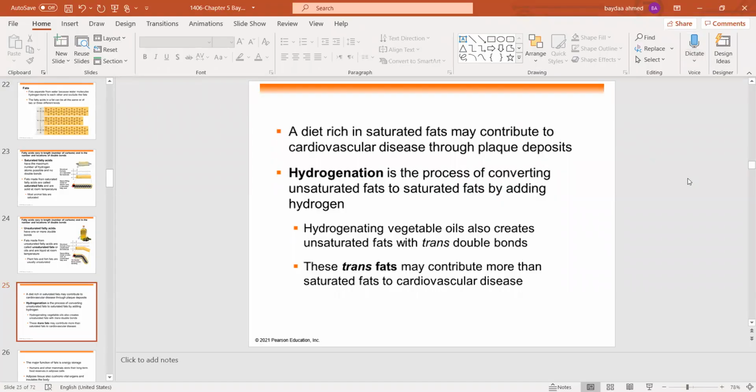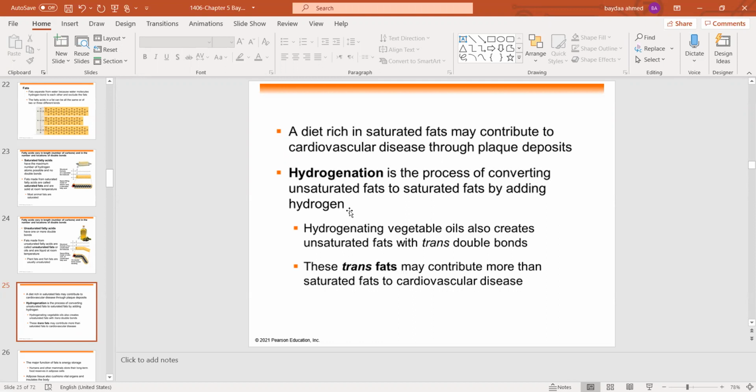We call this cis double bond. A diet rich in saturated fatty acids or fats may contribute to cardiovascular diseases known as atherosclerosis. Deposits called plaques develop within the walls of blood vessels. We have this process when they manufacture processed oil. This process is called hydrogenation, the process of converting unsaturated fats to saturated fats by adding hydrogen.